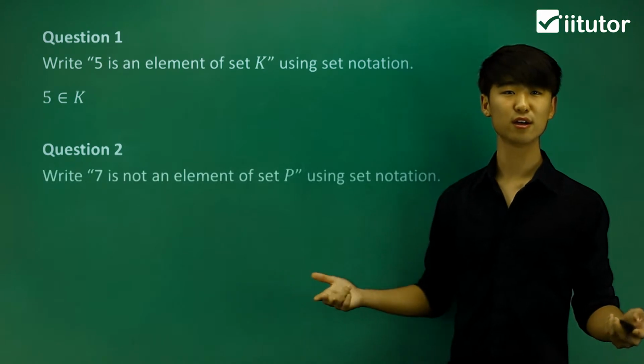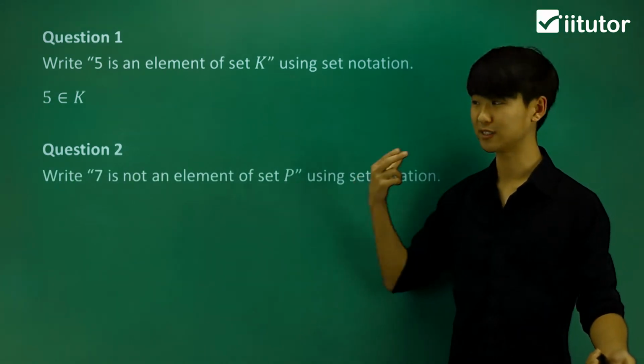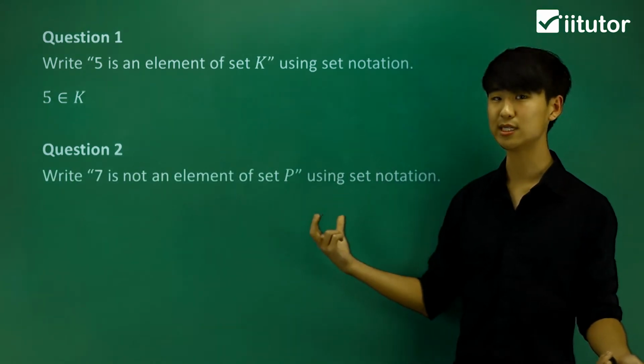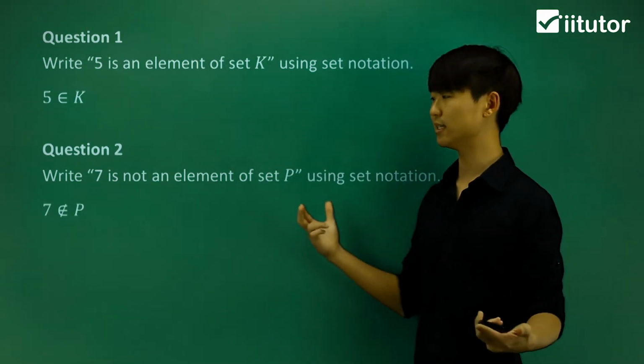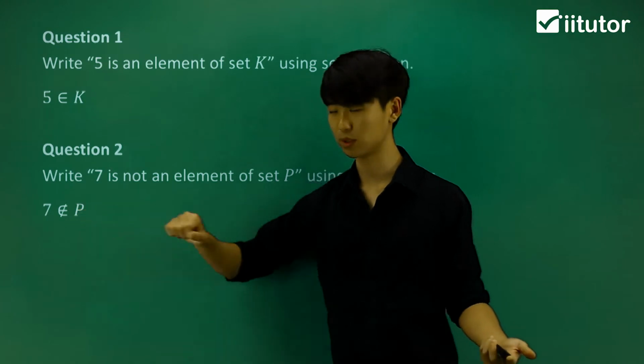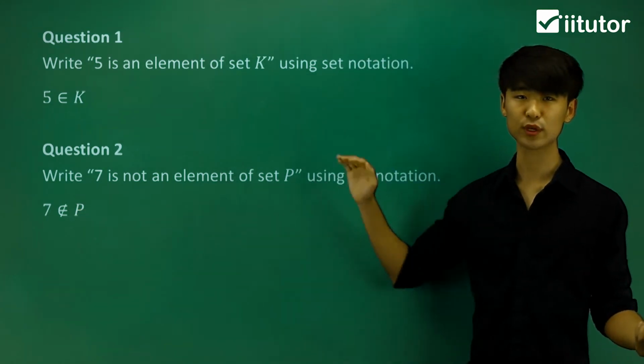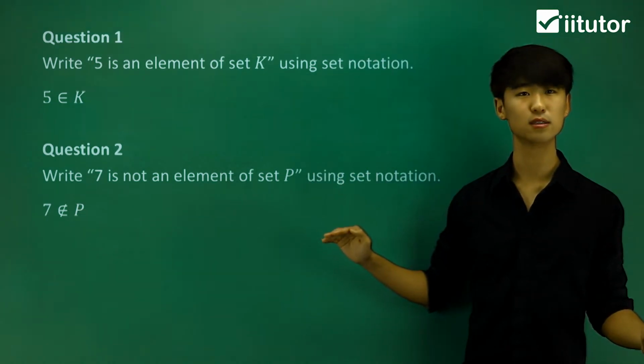Now the next one: write 7 is not an element of set P using set notation. Very similar, but what we're going to write is that 7 is not an element of P. We're going to put a little stroke through the symbol. Very intuitive stuff so far.